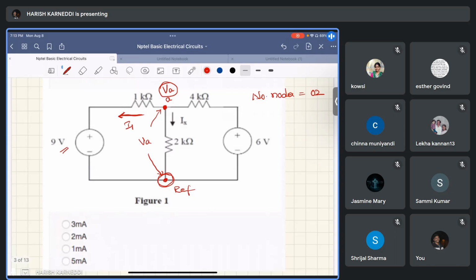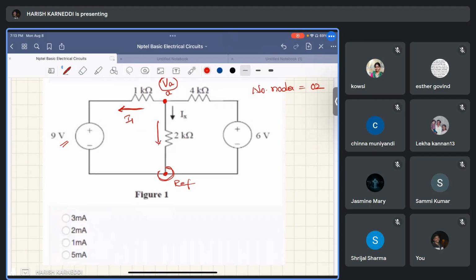First we will write the equations. This current is I1 we considered, this current is already given as Ix, and this current is considered I2. According to KCL, what is the KCL at node A? That is I1 plus I2 plus Ix equal to 0. Why? Because all are leaving currents.